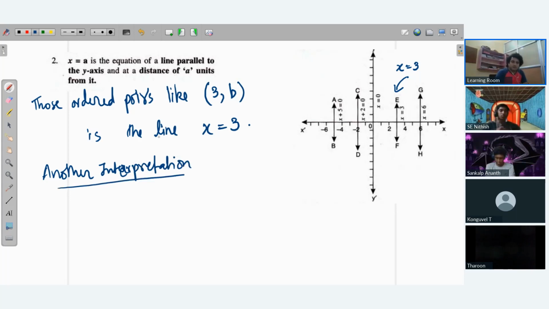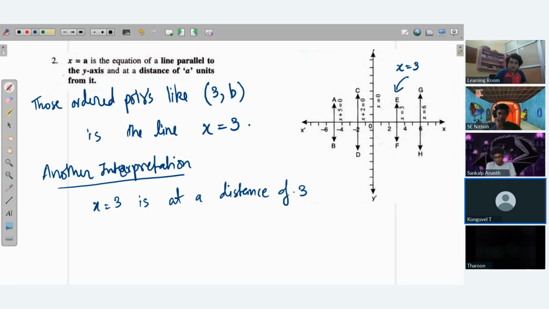This line is also at a distance of 3 units from the origin, to be specific, plus 3 units from the y-axis, not the origin. Yeah, that's correct.